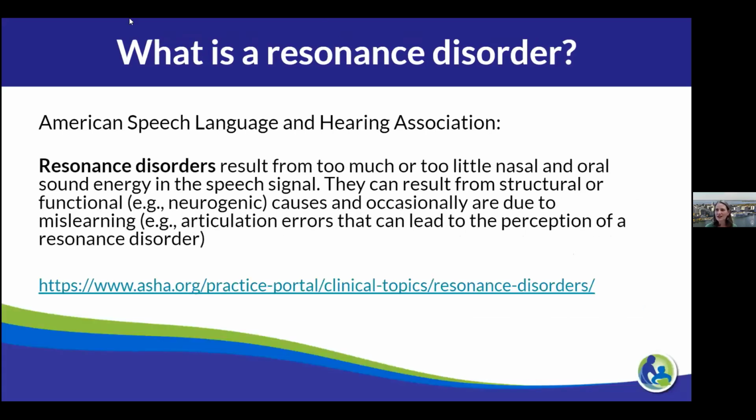How does this differ from a resonance disorder? We do group them together. They're together in the big 9. But a resonance disorder is a little bit different in that this is too much or too little nasal or oral sound energy in the speech signal. We'll talk more about what that means. But rather than a voice disorder, meaning something with the sound source or the production of the sound, this is where it is resonating, whether it's in the nose or the mouth. These can result from structural, functional, neurogenic causes, or sometimes even be due to mislearning. I'll talk a bit about that. I would direct you towards ASHA's practice portal for both of these for additional information and resources. They really do have a lot of good information.